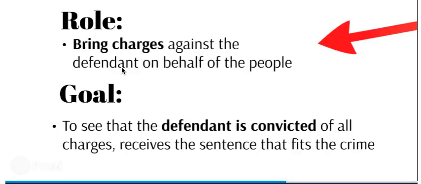All right, their role is to bring charges against the defendant on behalf of the people. And while you write this, you do not have to write the entire bullet. I would strongly suggest that you write what is in bold or paraphrase. Put it into your own words, okay? The role is to bring charges against the defendant on behalf of the people, and their goal is to see that the defendant is convicted of all charges.